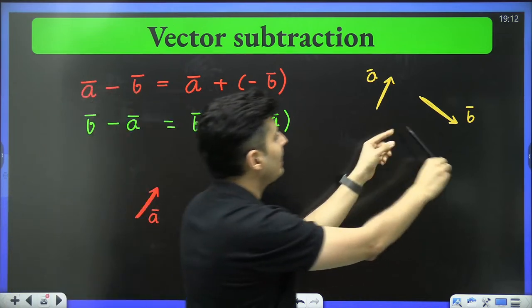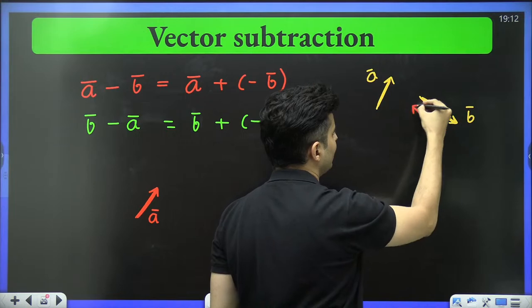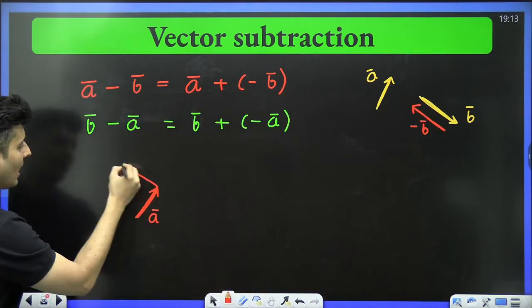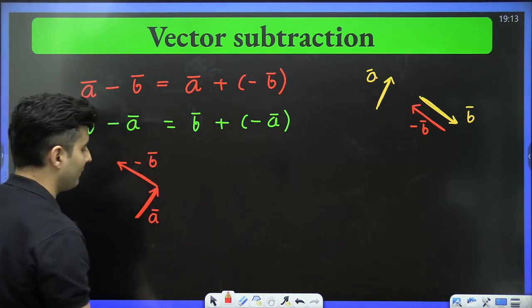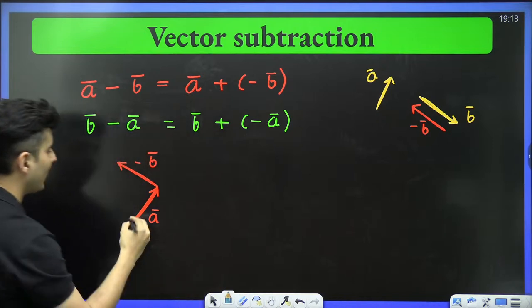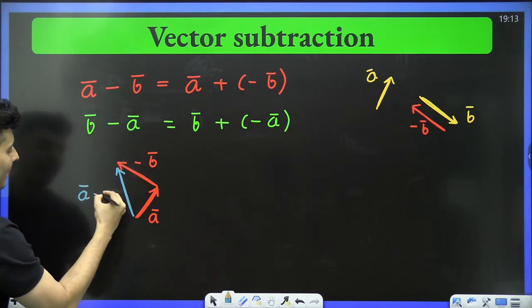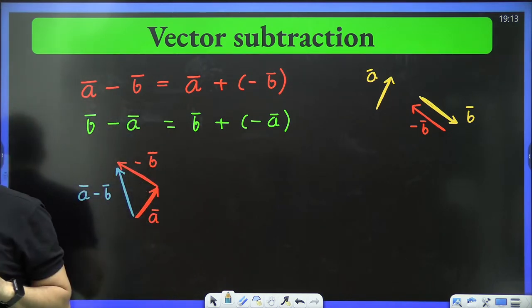So, take negative B bar. Negative B bar will be exactly like this. This is negative B bar, and place it over here. This is minus B bar. Whatever will be left over here, that remaining side using triangle law, that would be your A vector minus B vector. Is that clearly understood?